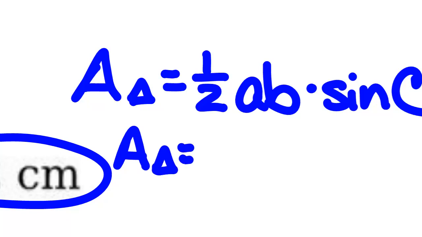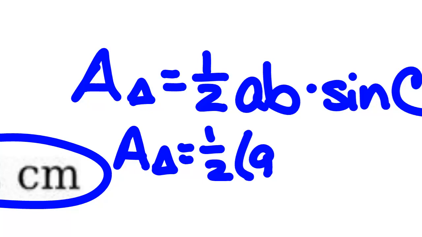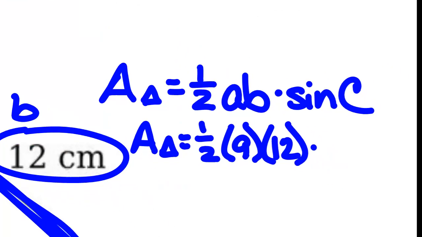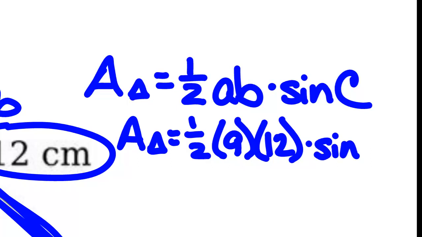So area of my triangle is 1/2 times 9 times 12 times the sine of 95 degrees. Kind of running out of room over there.